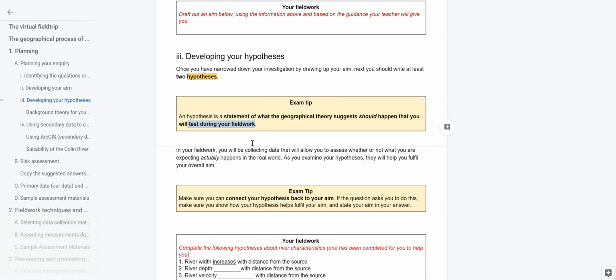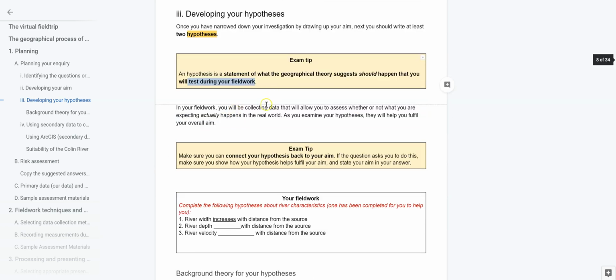Now, a hypothesis in science you would test in a laboratory, but us being geographers, we like to get out into the real world, so we go and test that during our fieldwork. What the theory suggests should happen is what we're going to test. During the fieldwork itself, we're going to collect data that will allow us to assess whether or not what you're expecting actually happens in the real world. Does the river do precisely what the theory suggests?